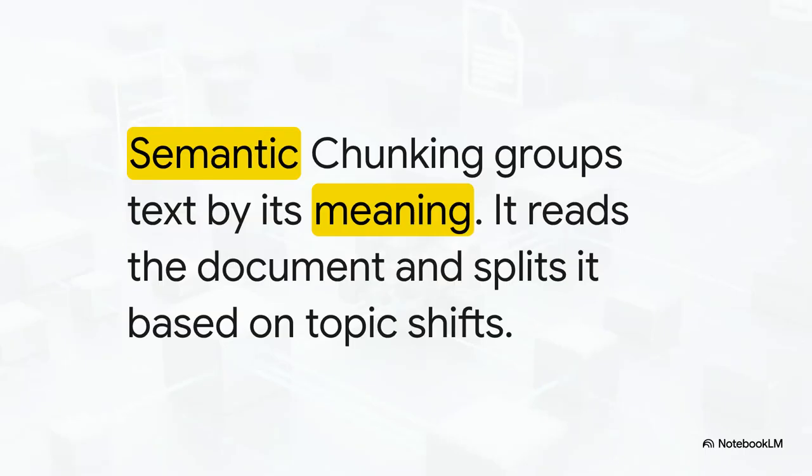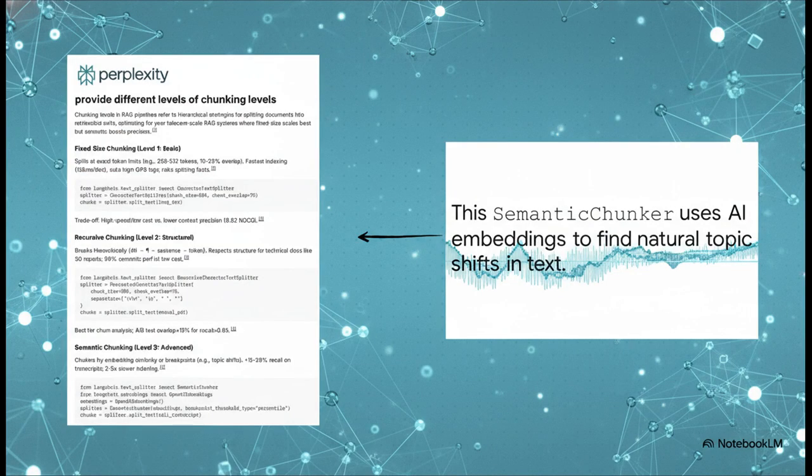And that brings us to Level 3, Semantic Chunking. We're not just looking at paragraphs and sentences anymore. Nope, this method groups text based on what it actually means. It's smart enough to split the document whenever the topic changes. I mean, this is a massive leap forward.